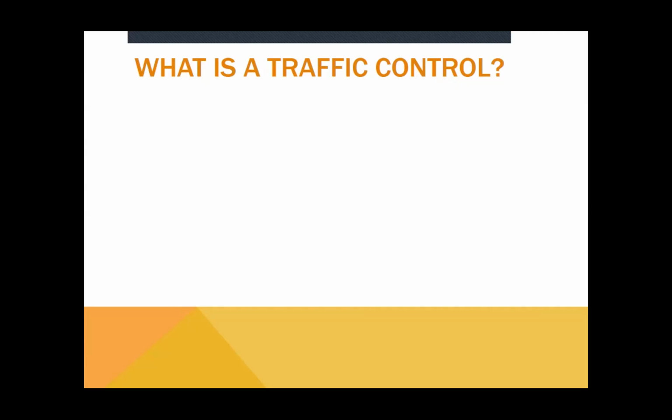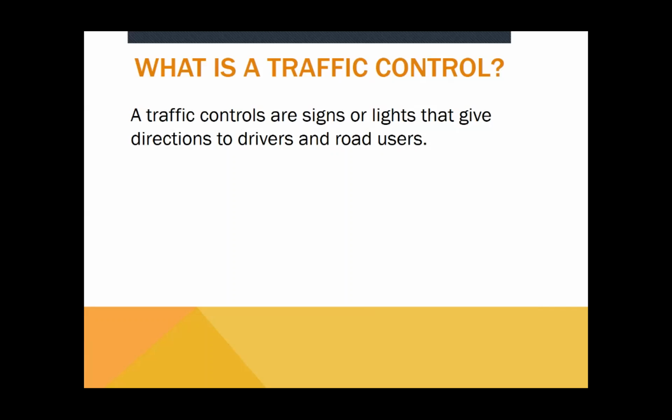Okay, what is a traffic control? So a lot of this on the exams or on the test is their terminology versus the terminology we're used to. A traffic control is signs or lights that give direction to drivers and road users. They tell drivers what is permitted or not permitted, and when to go, when to stop and when to slow down, things like that. So any traffic control can mean a sign or it can mean traffic lights.